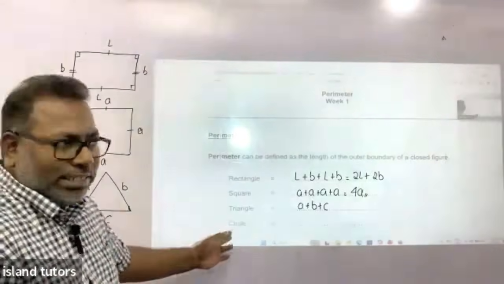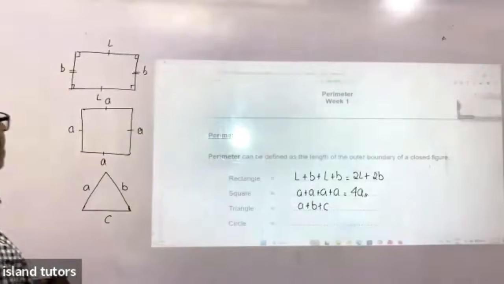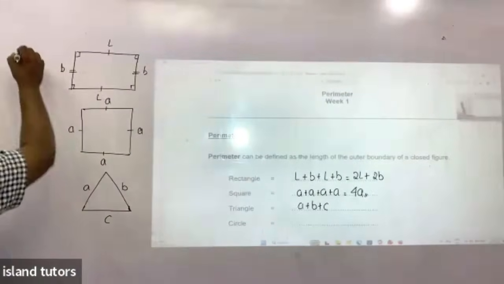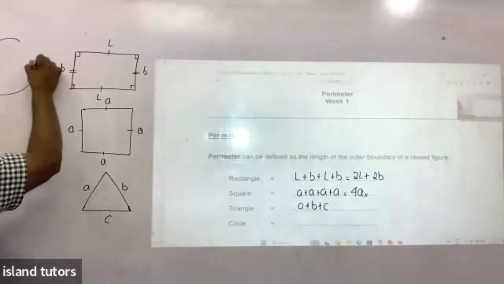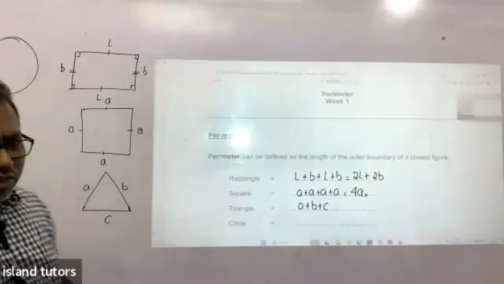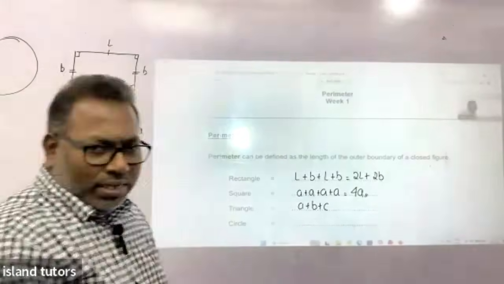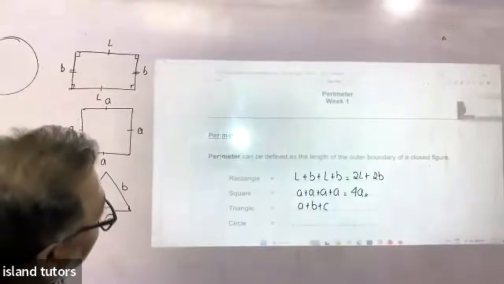Finally, circle. What do we know about a circle? How do you find the perimeter of a circle? That is your circle. I think it's not off your screen. Right.